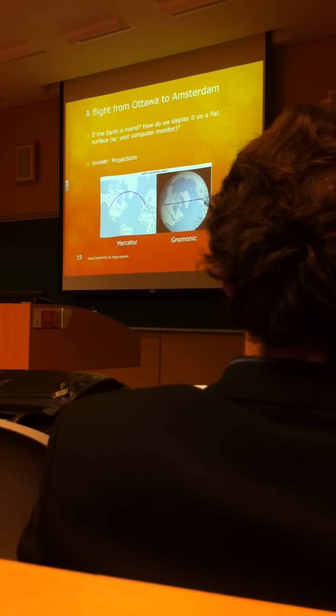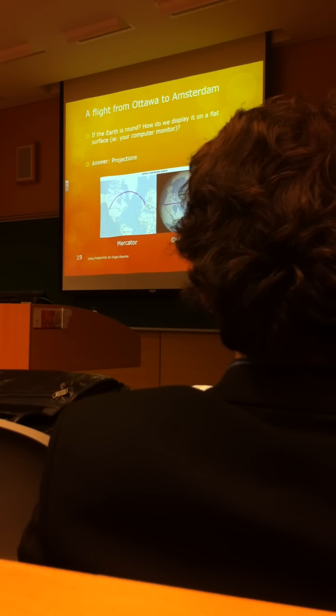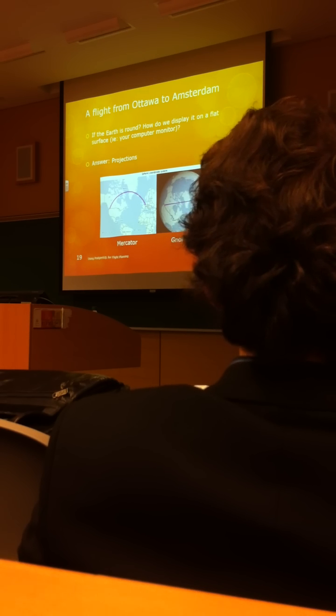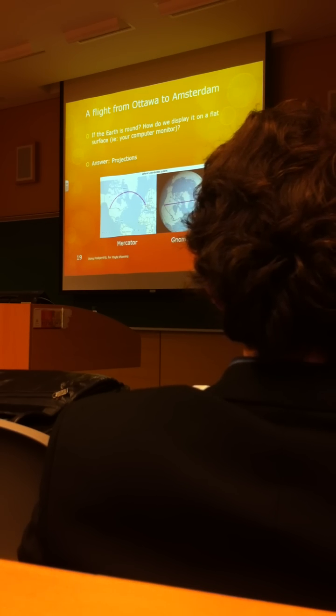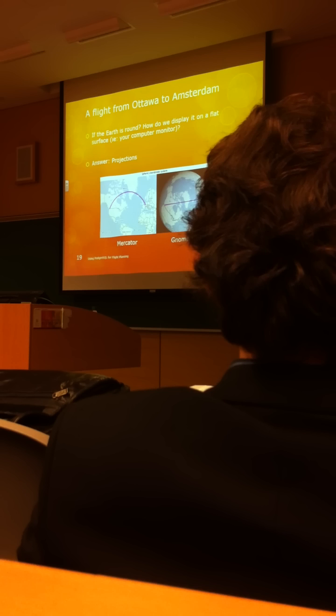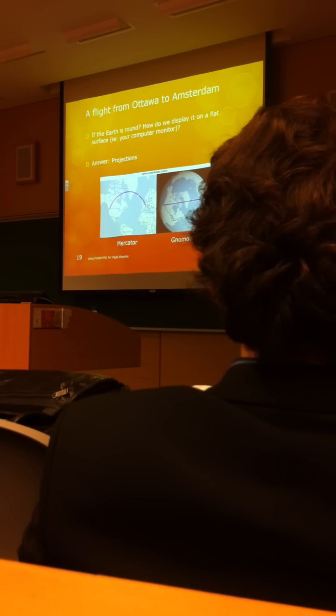But there is another projection called the dynamic projection. What this projection does is it takes your great circle and projects it as a flat line. But unfortunately, Google Earth or Google Maps doesn't support this type of projection. I got a story about that if you want to hear it.